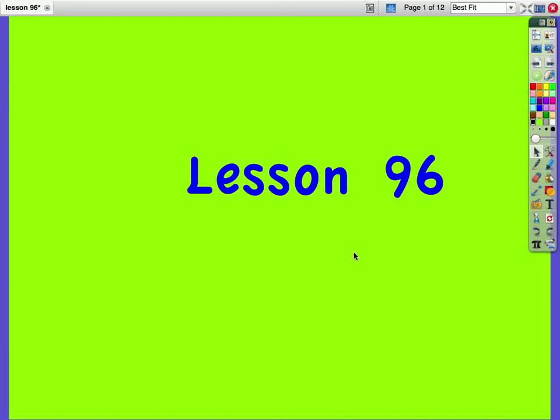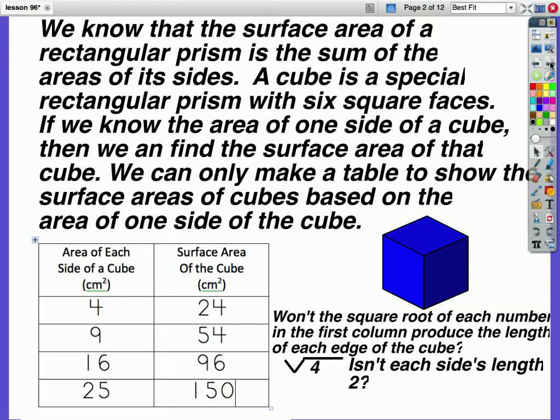For lesson 96, we're going to talk about functions, and we're also going to talk about graphing those functions. We know that the surface area of a rectangular prism is the sum of the area of its sides. A cube is a special rectangular prism with 6 square faces. If we know the area of one side of a cube, we can find the surface area of that cube.